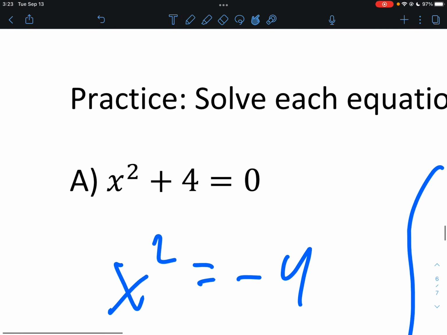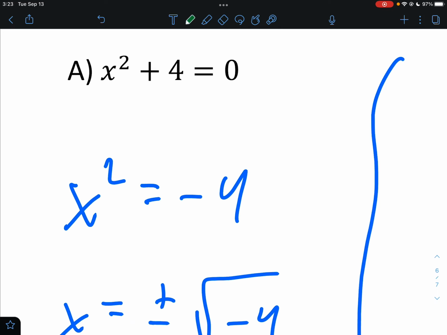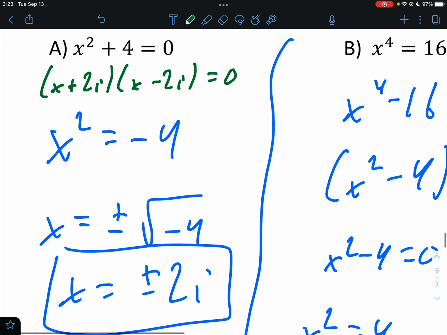So this first one, this is one way to do it. You can just subtract the 4 over and take the square root. Okay, the other way you could do it is, now that we know how to do this, we could factor this to x plus 2i, x minus 2i, set each piece equal to 0, and we'll get the same answers of plus or minus 2i.